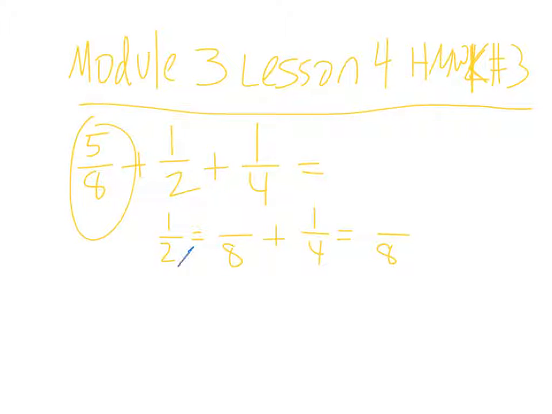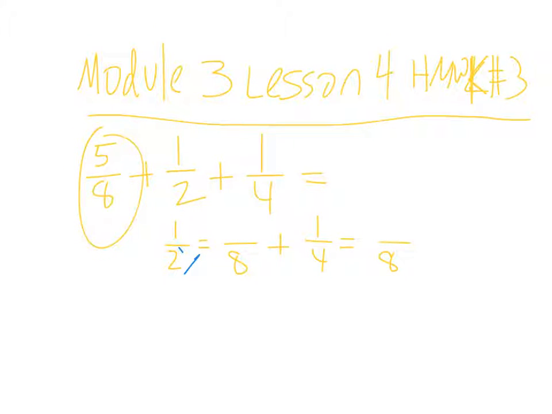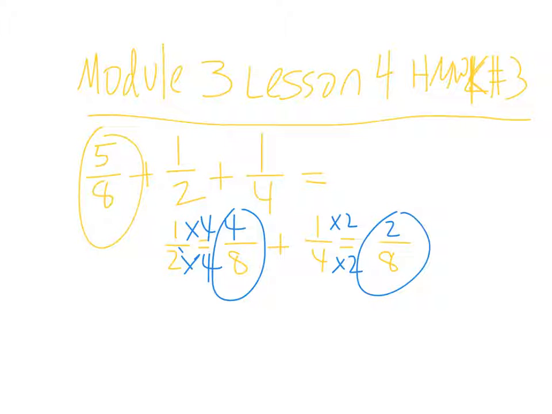So if I do the top-bottom rule, and I multiply here, I'm going to do times 4, top and bottom. So this one is now 4/8. If I do the top-bottom rule here, 4 times 2 is 8, so I have to do the same thing to the top. 1 times 2 is 2. So now I have 3 fractions with all the same denominator. So let's add them. 5/8 plus 4/8 plus 2/8, and my answer is 11/8.